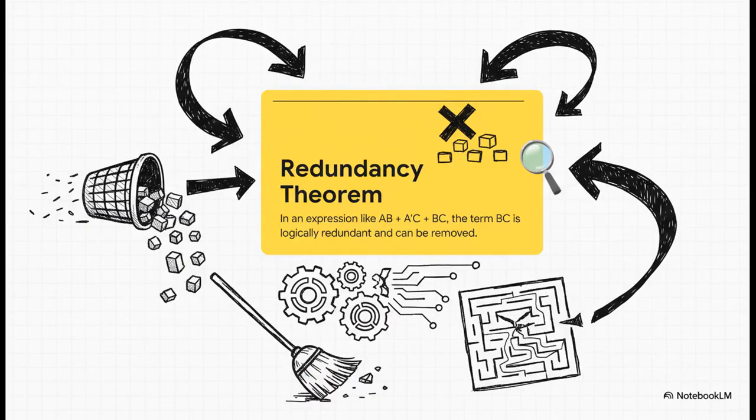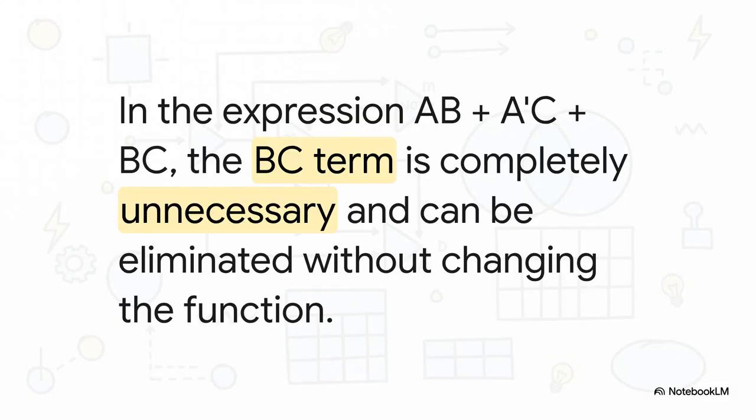And for what I like to call the ultimate cheat code, we have the redundancy theorem. This gives us a rule for spotting and just straight up eliminating entire chunks of an expression that, it turns out, contribute absolutely nothing to the final answer. It's pure waste removal. And this is the theorem in action. In an expression that follows this specific pattern, that BC term in the middle, it's completely unnecessary. It can never, ever change the final result, no matter what the inputs are. And Boolean algebra gives us the tools to prove it and just confidently get rid of the junk.